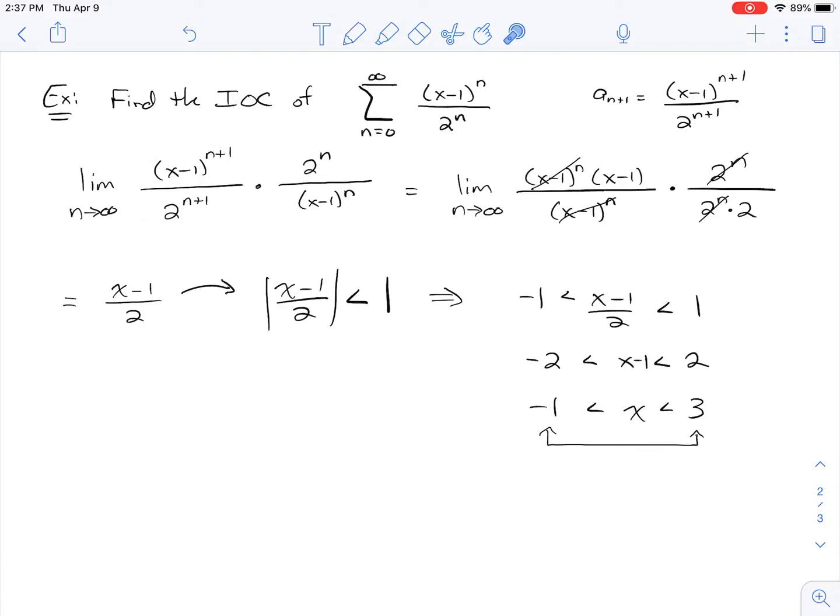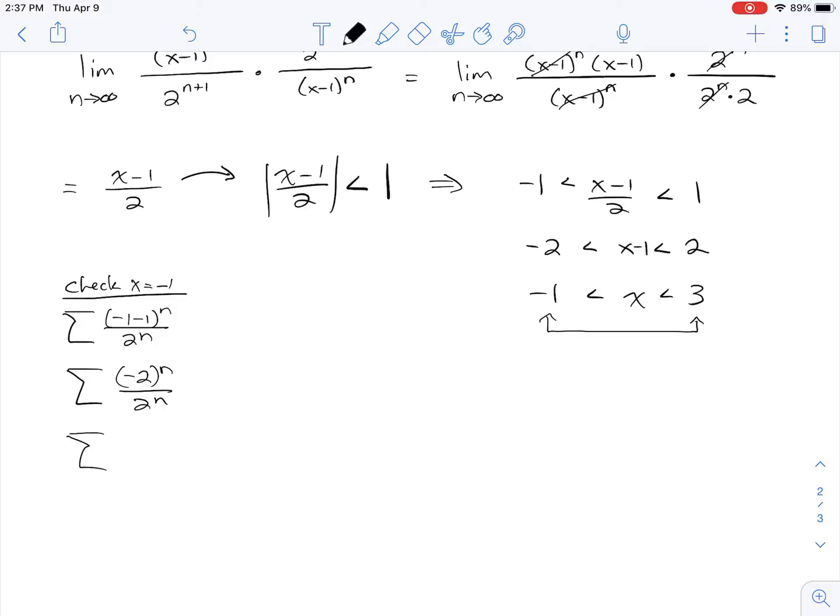So first, I'll check the negative 1. I'm going to plug negative 1 in up here for x. When I do that, I get (negative 1 minus 1) to the n over 2 to the n. And that gives me (negative 2) to the n over 2 to the n. And I can break that into (negative 1) to the n times 2 to the n over 2 to the n. These cancel, and I'm left with the sum of (negative 1) to the n.